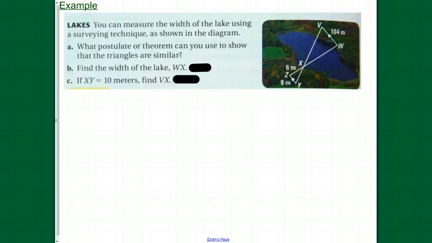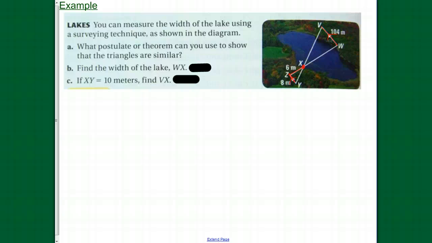All right, it says, you can measure the width of a lake using a surveying technique as shown in the diagram. So basically what they did was, here's this lake, they put a point here at X, and then they measured certain distances. From point Z, they measured 6 meters. To this point, they measured 8 meters. Over on the other side, measured from W to V, it was 104 meters. But notice that those two sides are parallel to each other. So the question is, what postulate or theorem can you use to show that the triangles are similar?